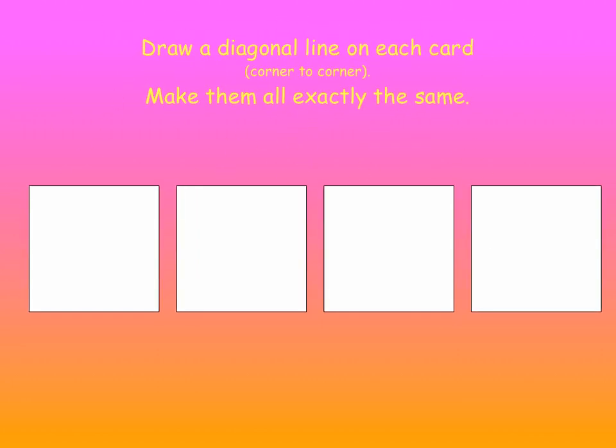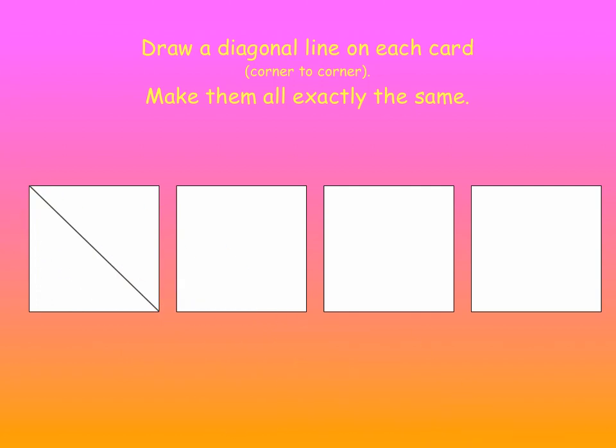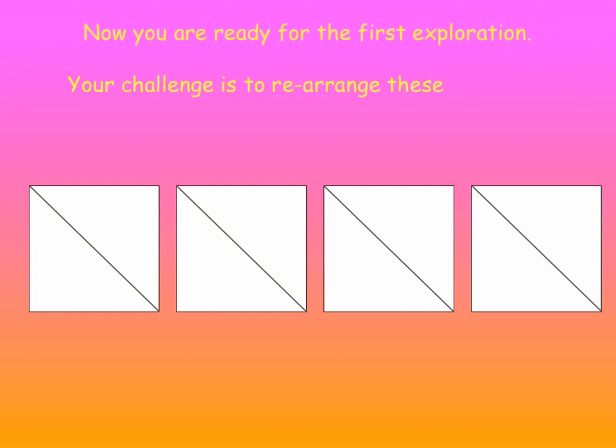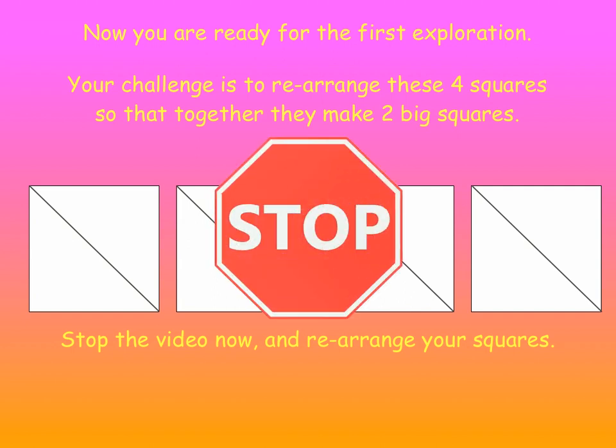Draw a diagonal line on each card from corner to corner and make them all exactly the same. Now you're ready for the first exploration. Your challenge is to rearrange these 4 squares so that together they make 2 big squares. Stop the video now, rearrange your squares, and start the video again to see the solution.